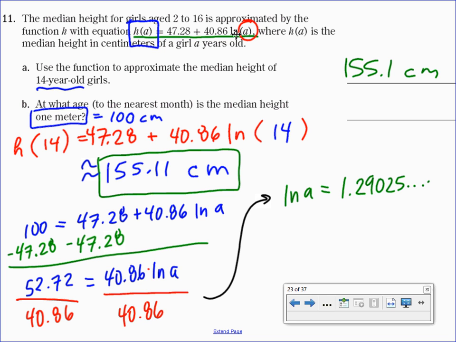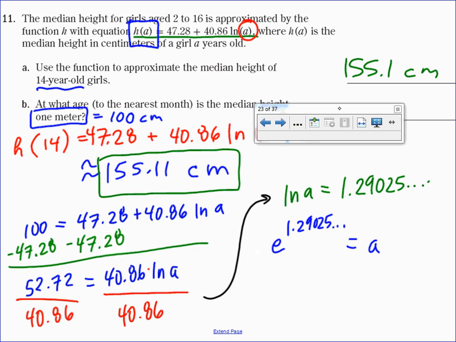All right, so now we're in a situation where we can finally rewrite in exponential form. ln of A, the age of the girl to the nearest month, is 1.29025. So what are we going to do? Well, we'll rewrite this in exponential form. What's the invisible base on ln? Cody? E, thank you. So e to the 1.29025 equals input A. That's going to give us our age A.